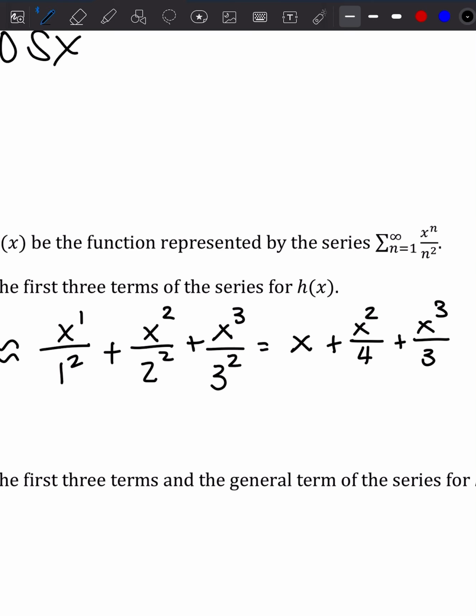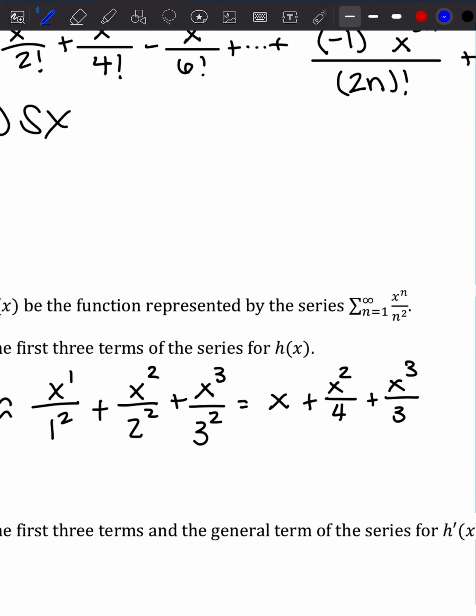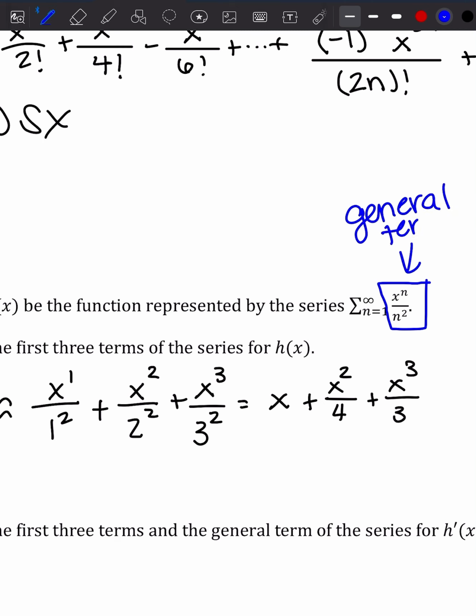Okay. The next question is, write the first 3 terms and the general term for our series h prime of x. So as a reminder, this piece, so not the summation part, is our general term for h of x. So we want to find the derivative h prime, and we're going to write the first 3 terms and the general term. So this time, what we're going to do is figure out what h prime of x would equal, and then we're going to go from there.